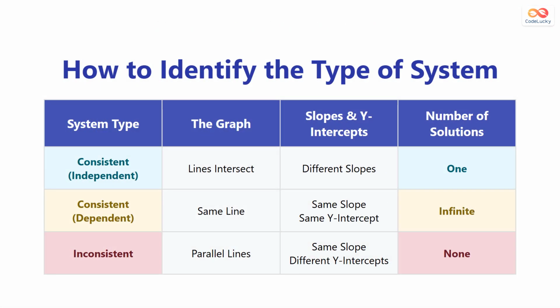Here's a quick summary. If the lines have different slopes, they intersect once for one solution. If they have the same slope and the same y-intercept, they are the same line, giving infinite solutions. And if they have the same slope but different y-intercepts, they are parallel, and there is no solution.